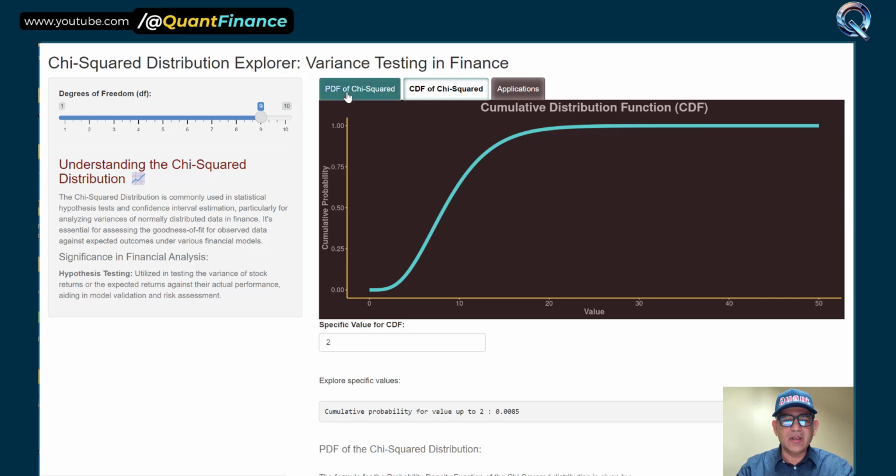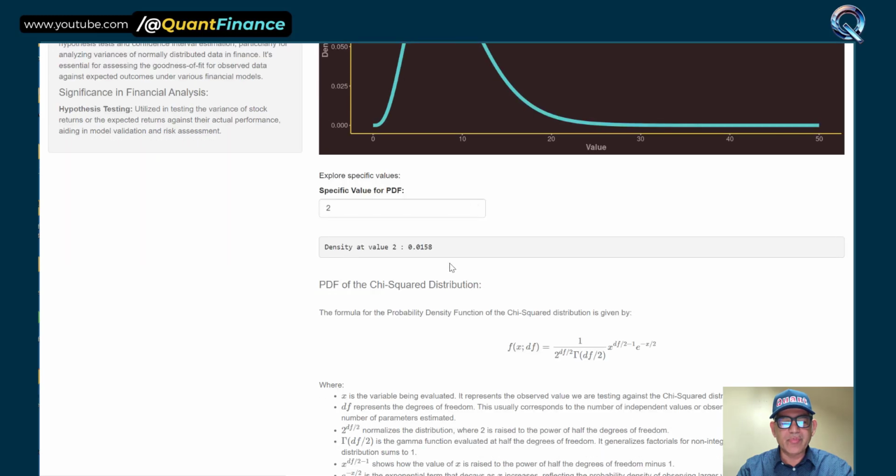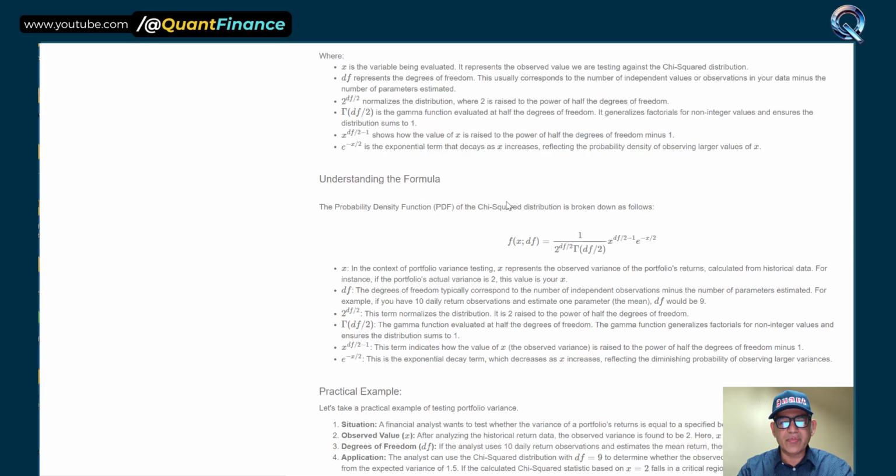So in this app I have three tabs. Let us start with the first tab, where we study the PDF of chi-square distribution. I'm scrolling down, and here you see the formula of the PDF of chi-square distribution. Let us try to understand the formula.